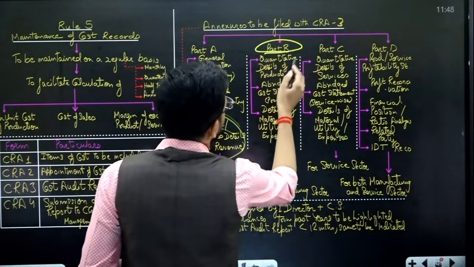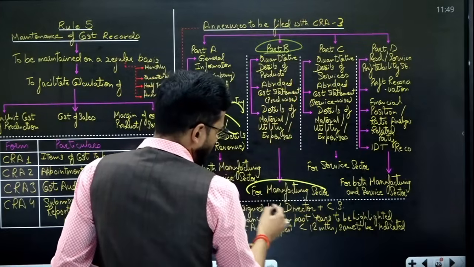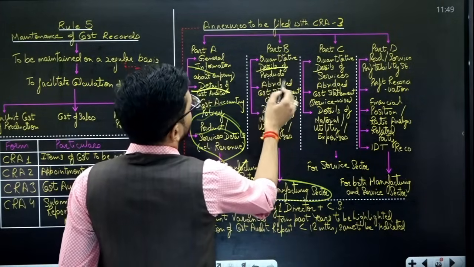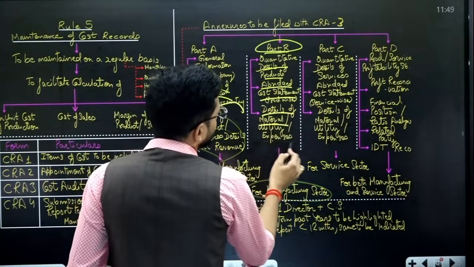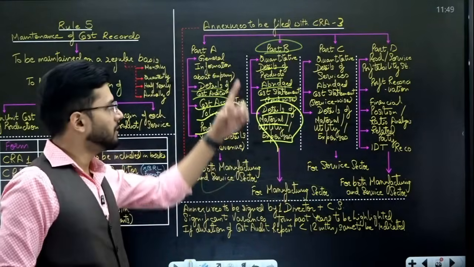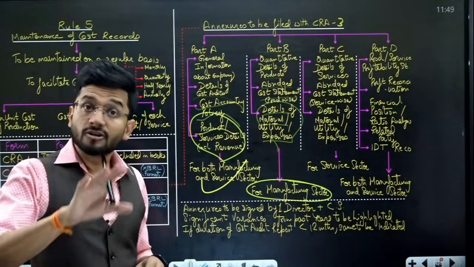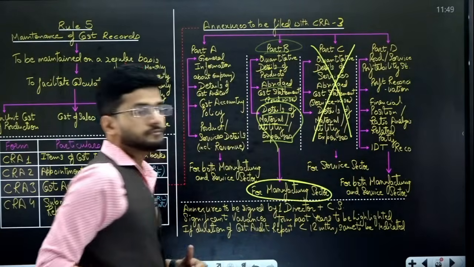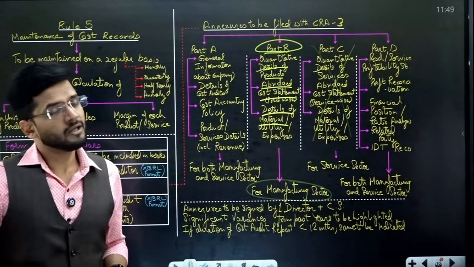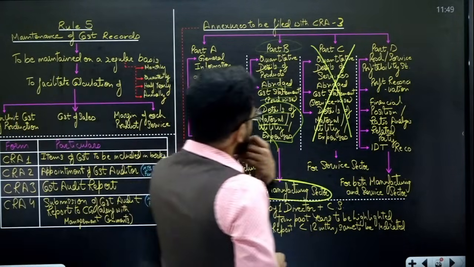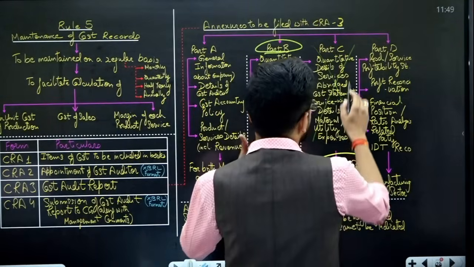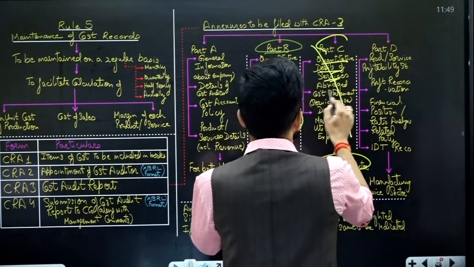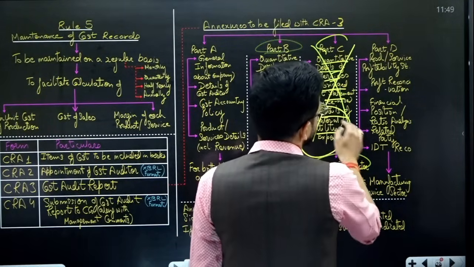Then we have Part B. Under Part B, it is only applicable for manufacturing sector. Okay, and details of production, cost statement, details of material utility expenses, all these things are appearing in Part B. Part C is only for service sector. So if you are into manufacturing sector, you need not fill Part C. So Part C is the service sector portion. Details, quantity details of services, cost statement, details of material utility expenses is there.